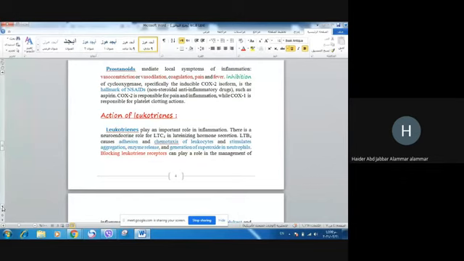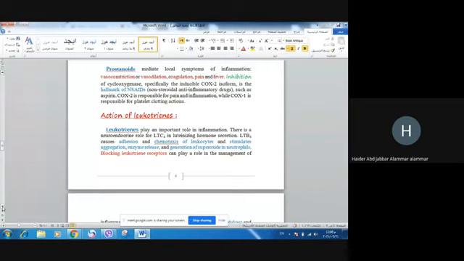Acting by inhibiting cyclooxygenase 2 will reduce all the signs of inflammation, including pain, redness, swelling, and hotness. You have to know that many non-steroidal anti-inflammatory drugs act by this procedure.